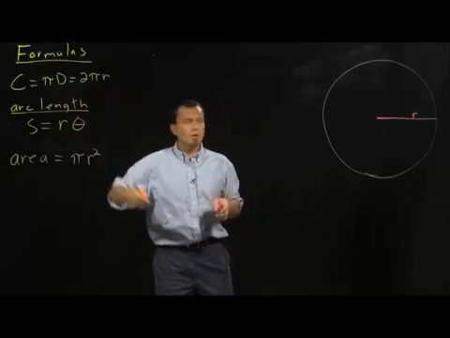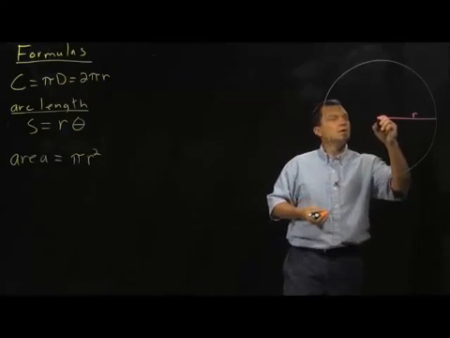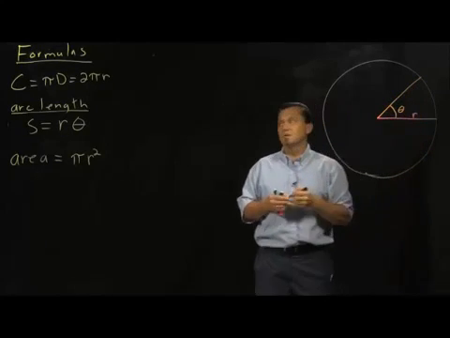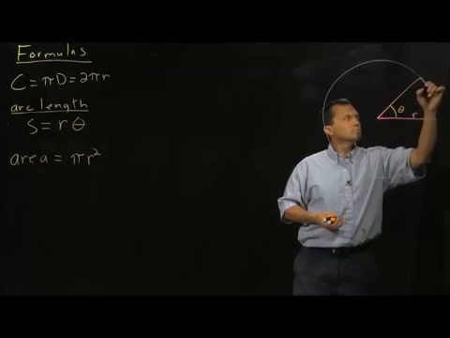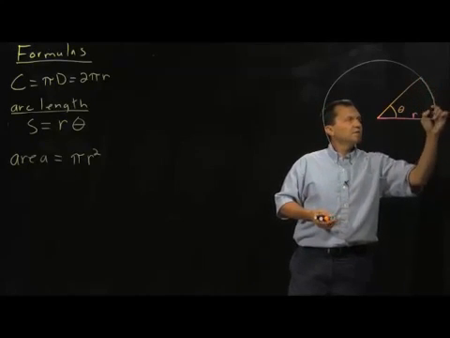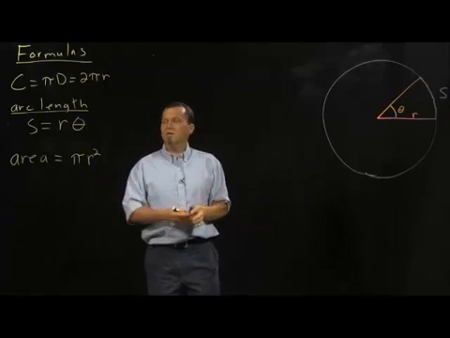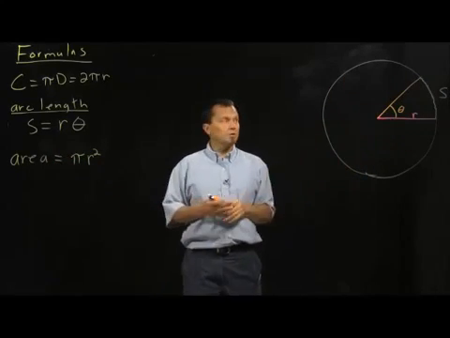Our arc length is r theta, where theta is an angle, and this angle must be in radians. So we rotate through some angle. That distance there is what we call S. Okay? Now, we're just going to give you the formula that the area of a circle is pi r squared.